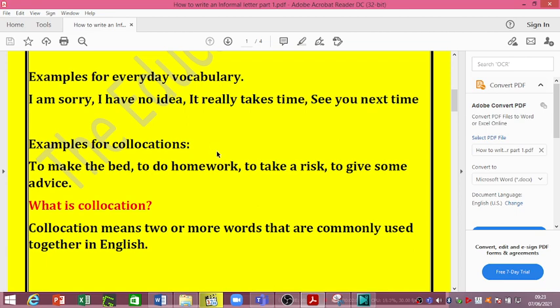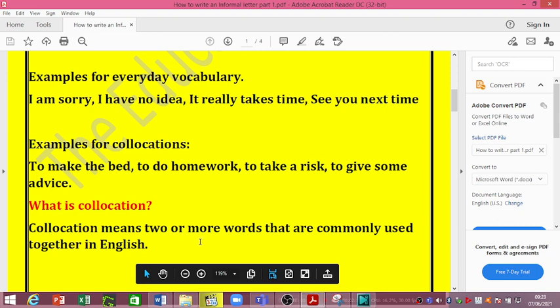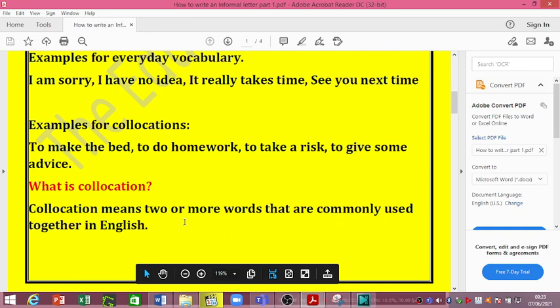collocations. Here collocation means two or more words that are commonly used together in English. I will take another separate lesson for collocations, but at this level, if you have this knowledge of what is collocation, this is enough. Here are some examples you can see: to make the bed, to do homework, to take a risk, to give some advice. Now here we can see some words go together. Then it is called collocations.